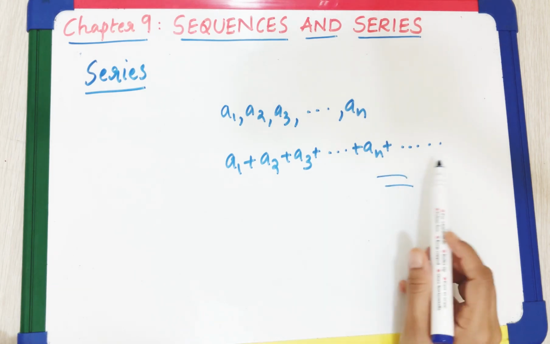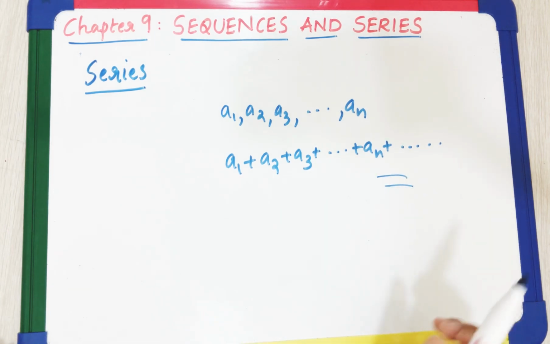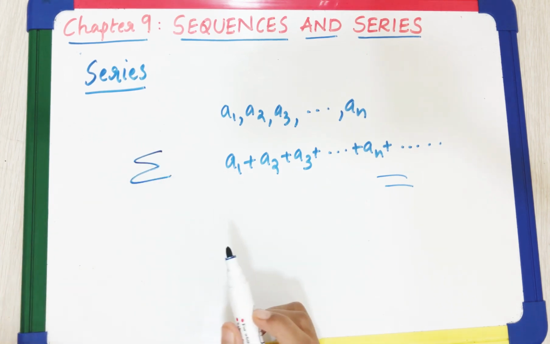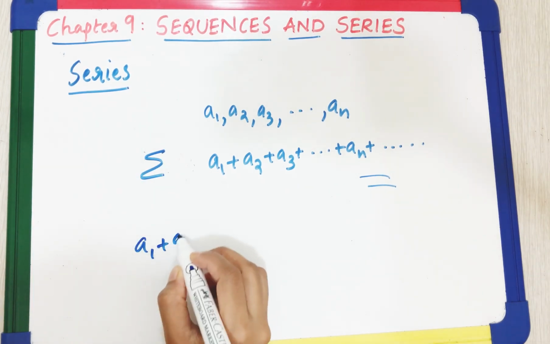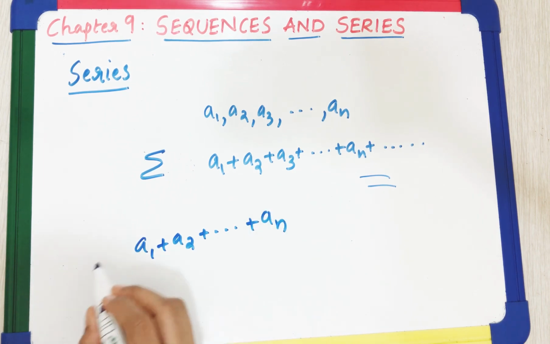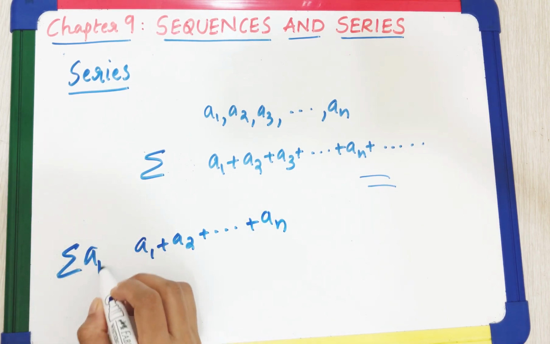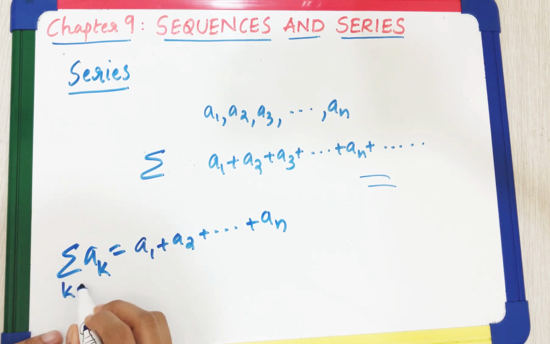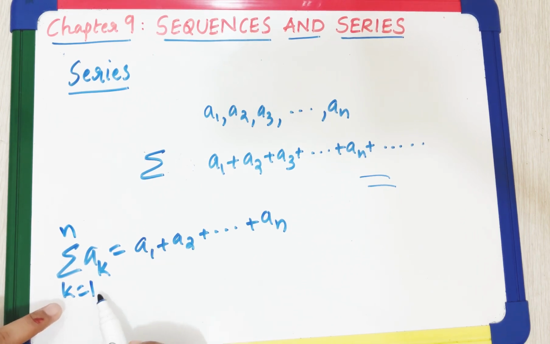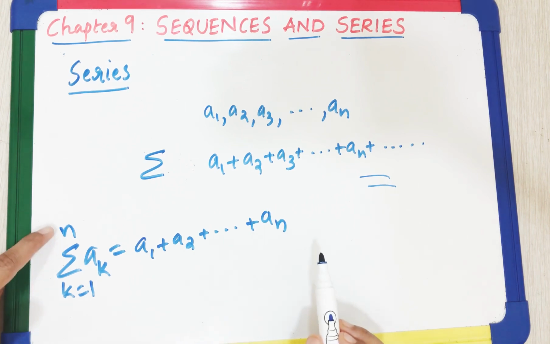Here, see, the summation is involved. So we denote the series by the sigma notation. Consider the series a1 plus a2 plus etc. plus an. We can denote this series by sigma ak, k varies from 1 to n. When k equal to 1, we get a1. K equal to 2, we get a2. Sigma summation: a1 plus a2 plus etc. plus an, up to n.